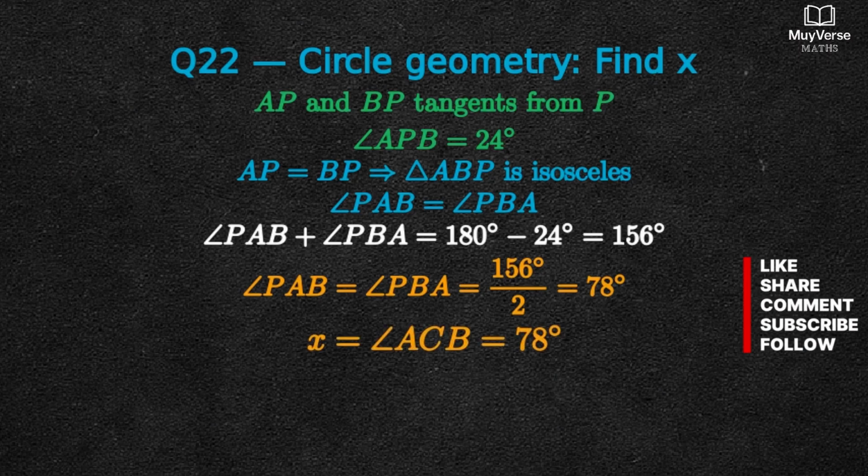By the alternate segment theorem, the angle between a tangent and the chord AB equals the angle in the opposite arc, which is angle ACB, our x. So x equals 78 degrees.